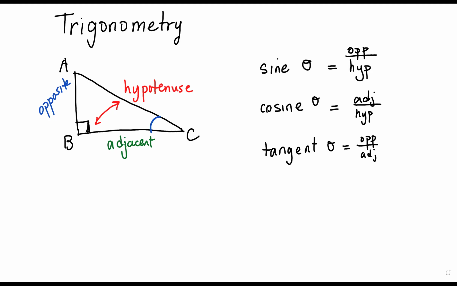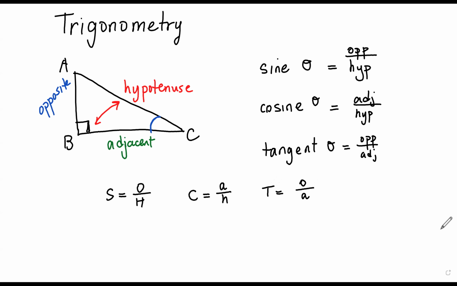So we have the acronym SOH. SOH stands for sine equals opposite over hypotenuse. CAH, cosine is adjacent over hypotenuse, and TOA, tangent, is opposite over adjacent, right?